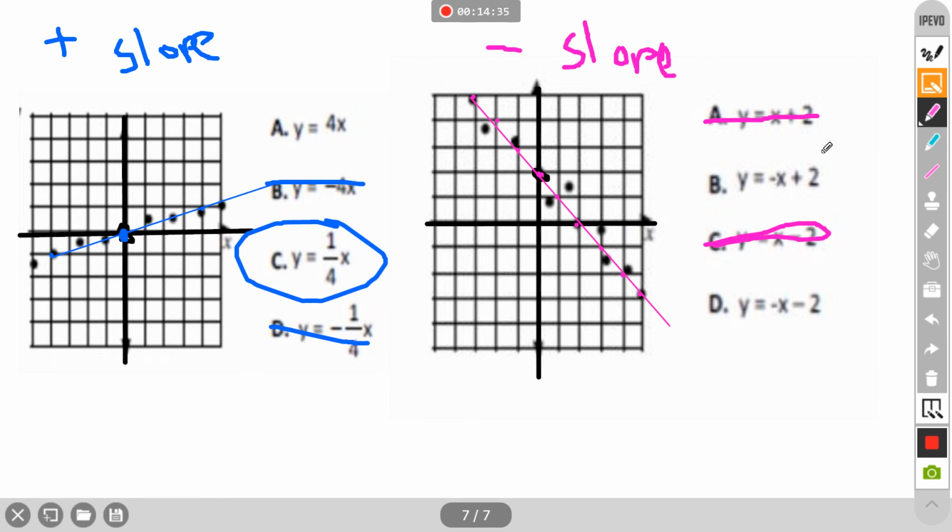Okay, so what you guys are going to do now is go on to your IXL, and then you're going to complete a couple standards on line of best fit. Make sure you get a SMART score of a 70%.